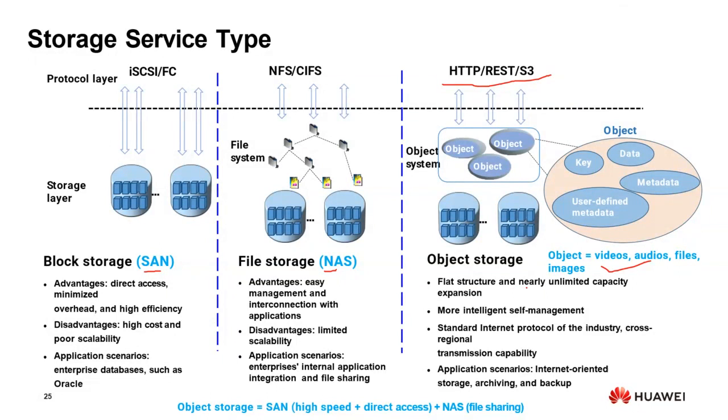File structure: flat structure and nearly unlimited capacity expansion is one of the advantages. Okay, more intelligent and self-management is another advantage. Standard internet protocols of the industry, like the HTTP that we mentioned, can be used here. So this is another advantage. Application scenarios: it can be used in internet-oriented storage, archiving, and also in backups. So this is another advantage. So basically, they try to get more advantages in creating files by using what is called an object. An object is a bunch of videos and audios and stuff like this.